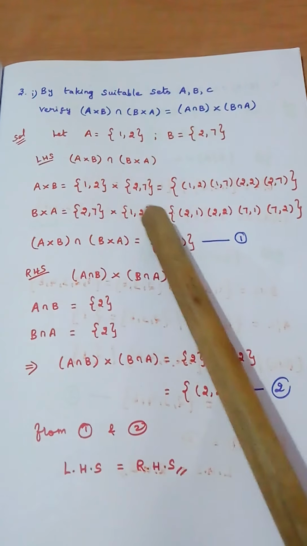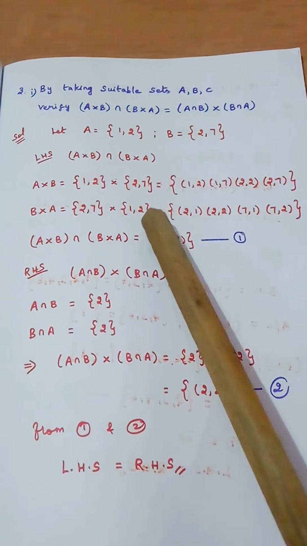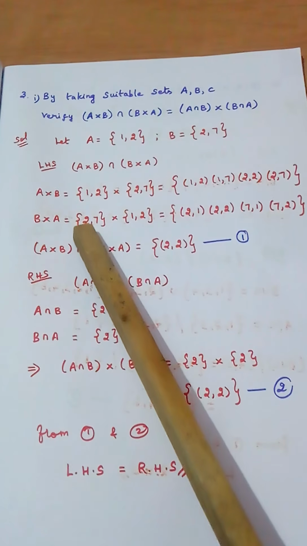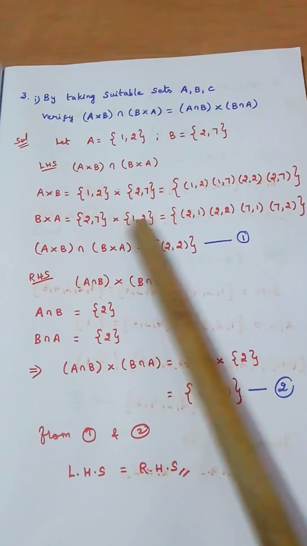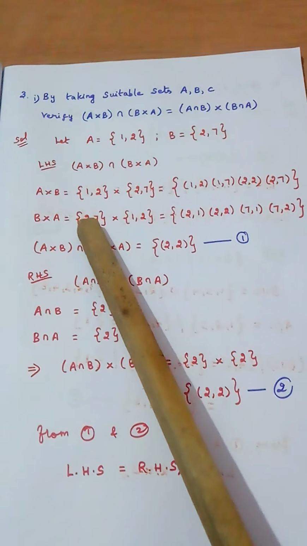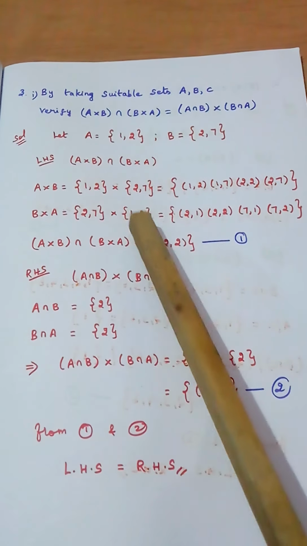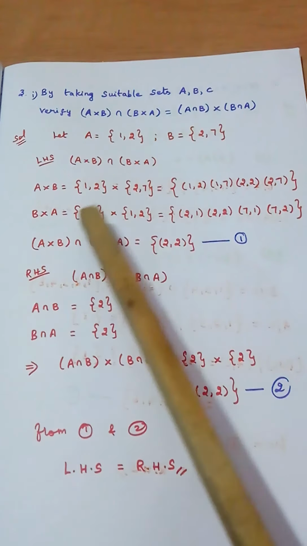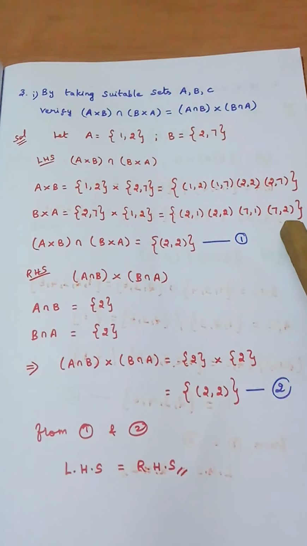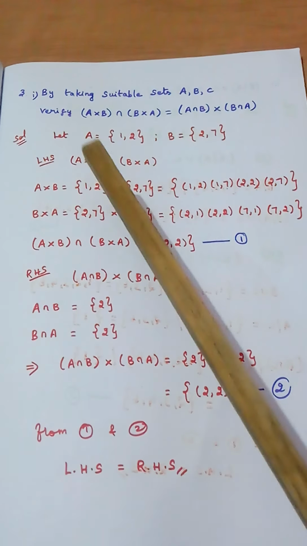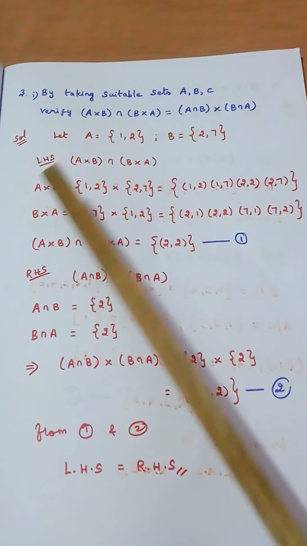So how to make a Cartesian product? Just take the first element 2, combine with 1: 2 comma 1. Take the first element, go for the second element: 2 comma 2. Second element, first element: 7 comma 1. Second with second: 7 comma 2. So now I have found out A cross B as well as B cross A.